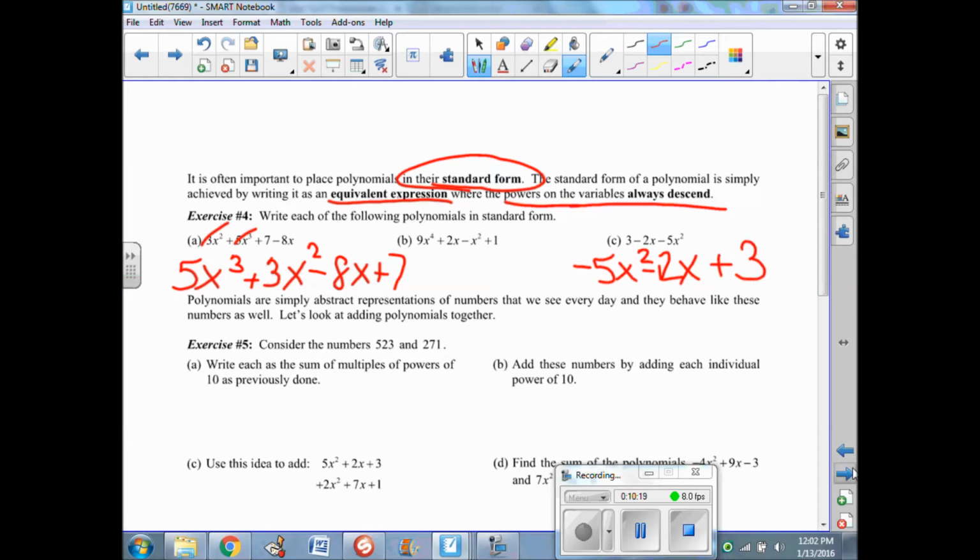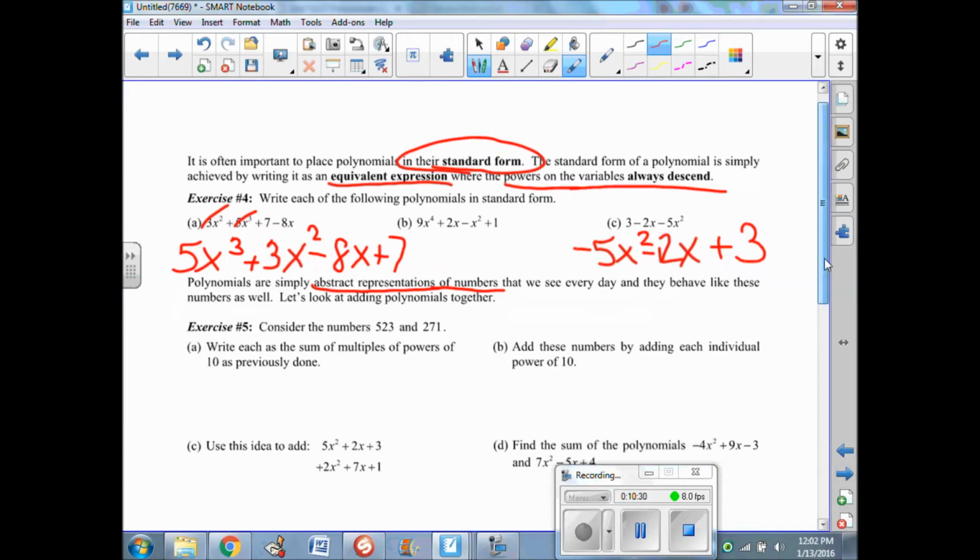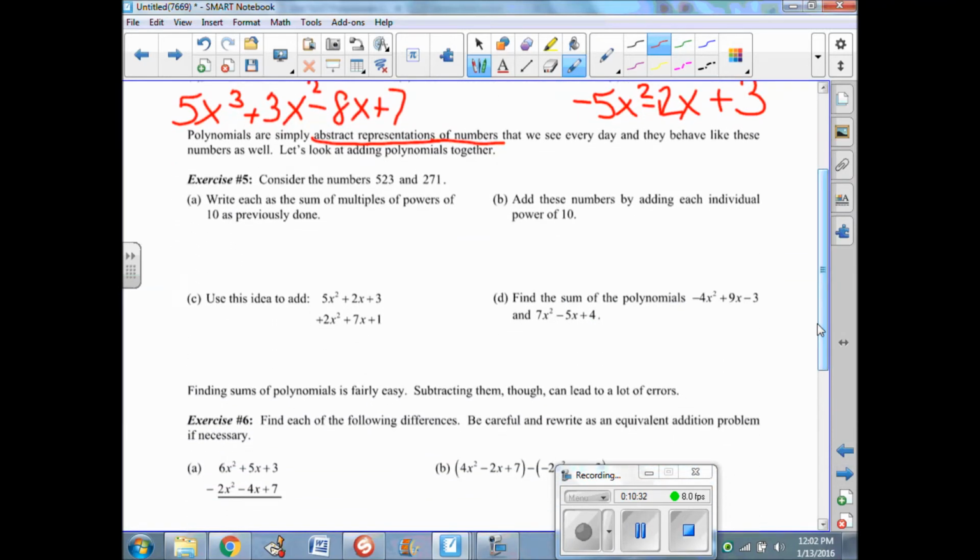Okay. Polynomials are simply abstract representations of numbers that we see every day. So they behave like these numbers as well. I did mention that in the beginning, that they absolutely behave like our regular numbers do. All right, so let's go to, let's see, do I want to do A? Yeah, let's do it because I kind of like it.